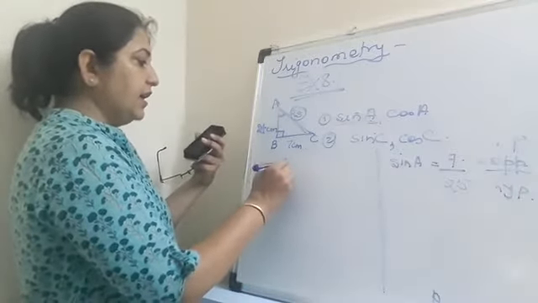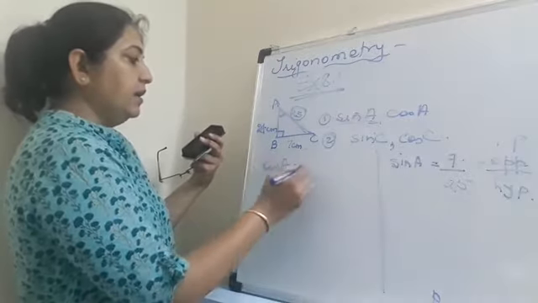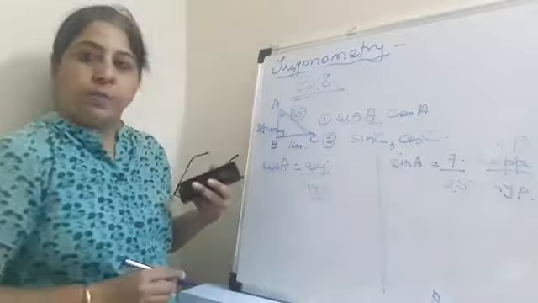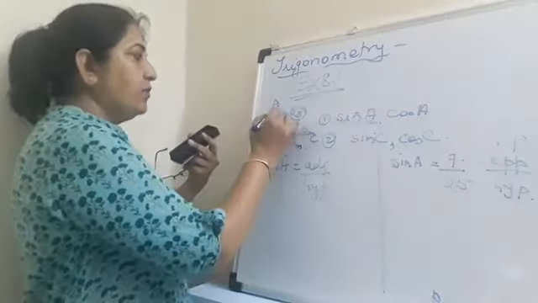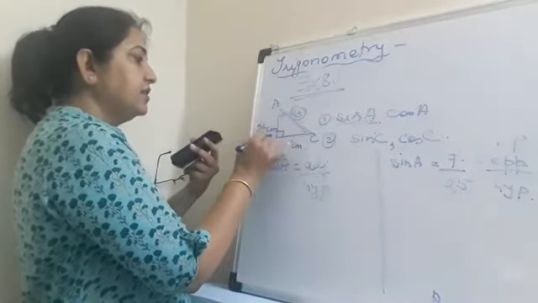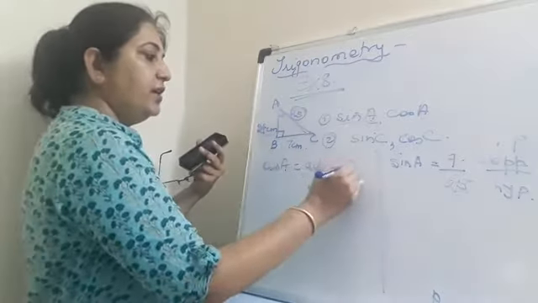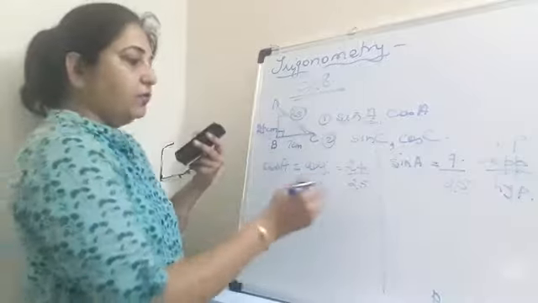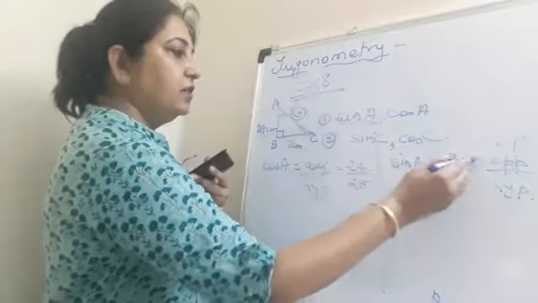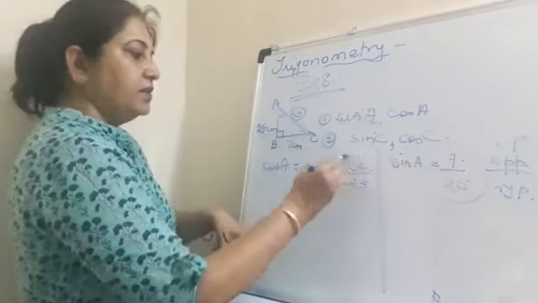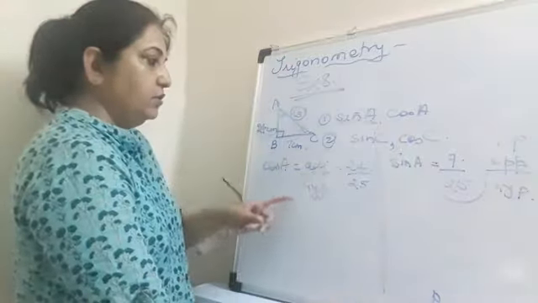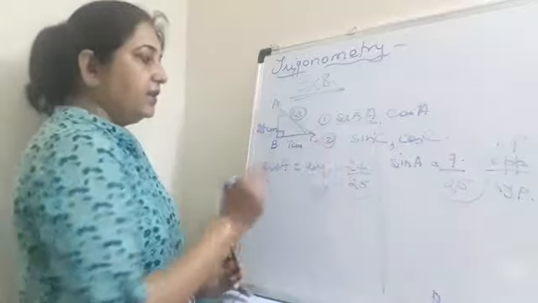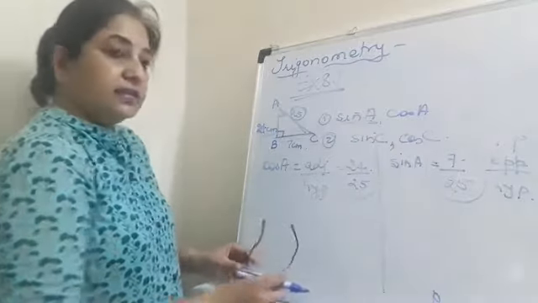Then cos A. For cos A, it will be adjacent upon hypotenuse. For this angle, which is the adjacent side? This is the adjacent side. So 24 upon 25, right? So therefore the two answers are sin A is equal to 7 upon 25 and cos A is equal to 24 upon 25. Understood? Now in the next part they are asking you to find sin C.